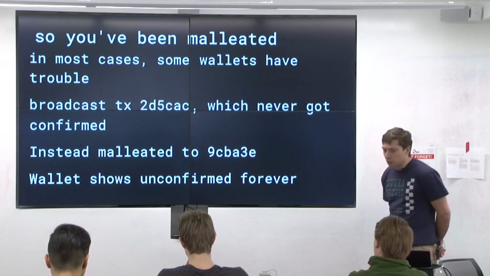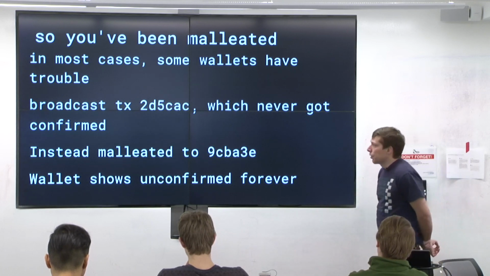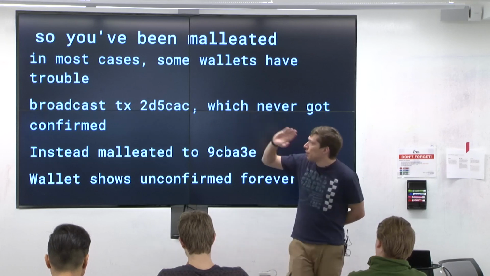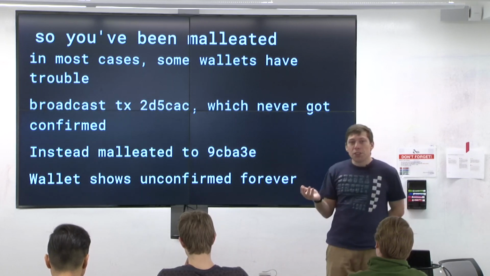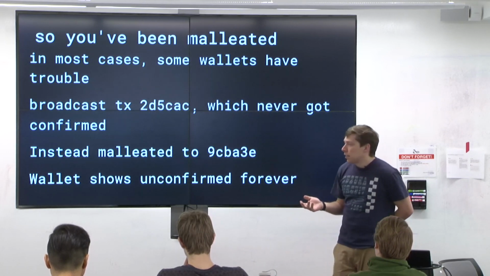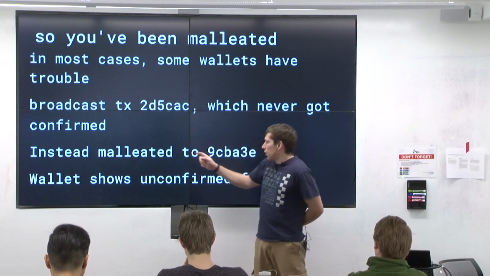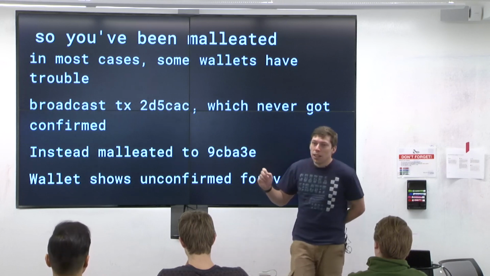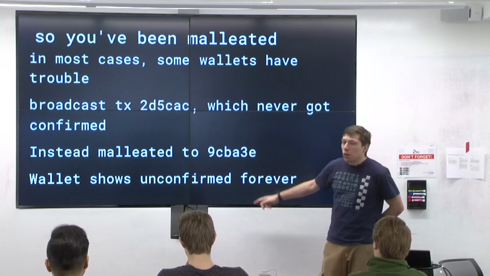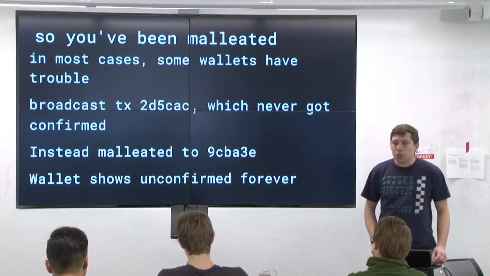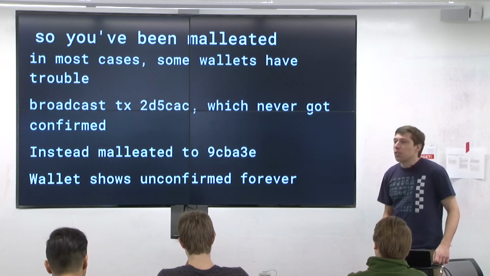So let's say you're running a wallet, you make a transaction and you sign, and you broadcast transaction D5CAC, and it never gets confirmed. And instead, someone out there flips a bit, changes your transaction to 9CBA3E, and that gets confirmed. And your wallet just says, yeah, this transaction you sent never got confirmed. There's wallets that did that. Most of them have fixed it by now.